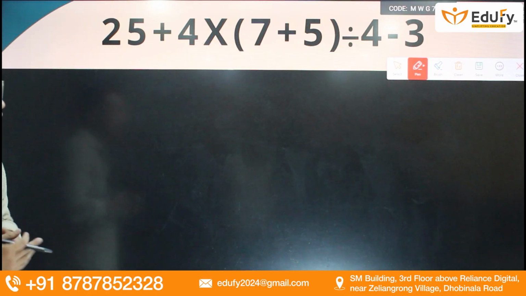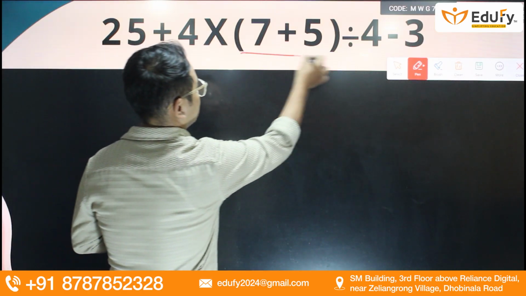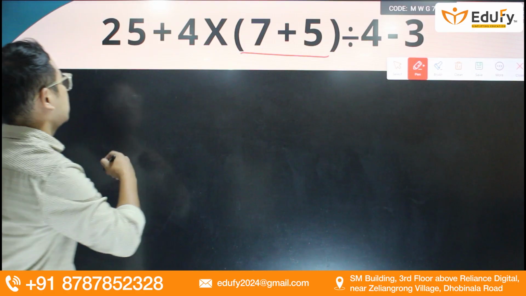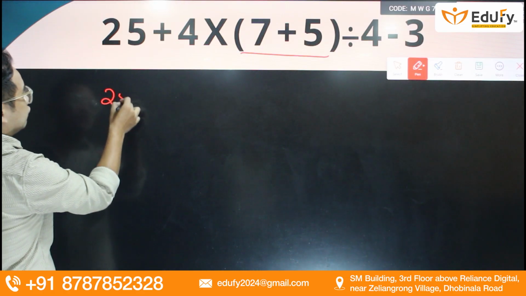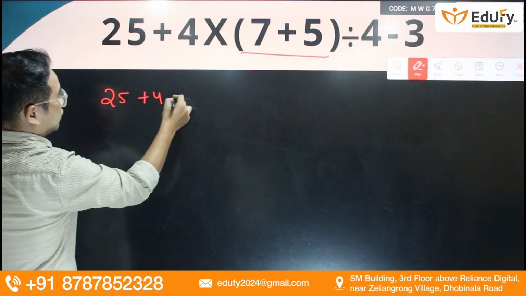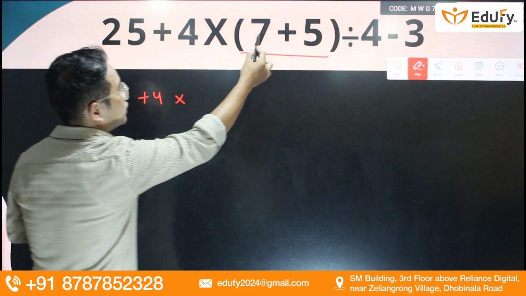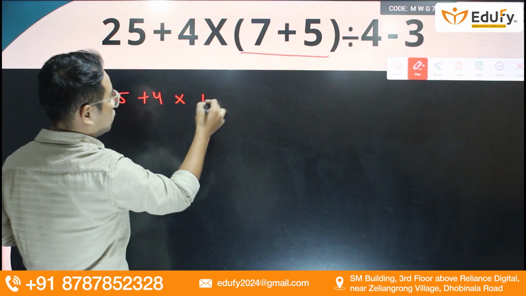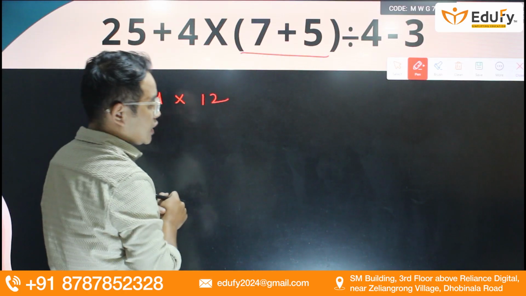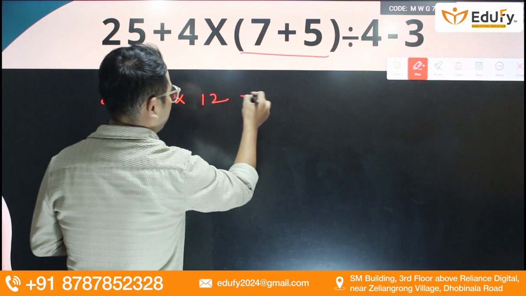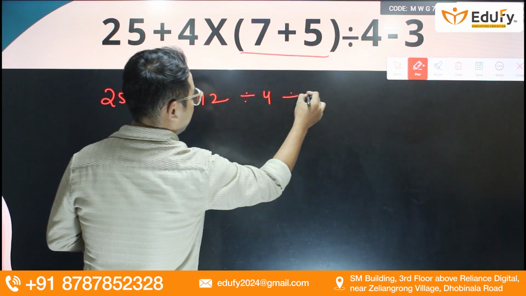The next comes the bracket. You can see there's a bracket here, so we will do this first. Here inside this bracket, we have 7 plus 5, which is 12. So we will do whatever operation is inside the bracket. Then we'll write the rest as this: 25 plus 4 multiplied by 12 divided by 4 minus 3.